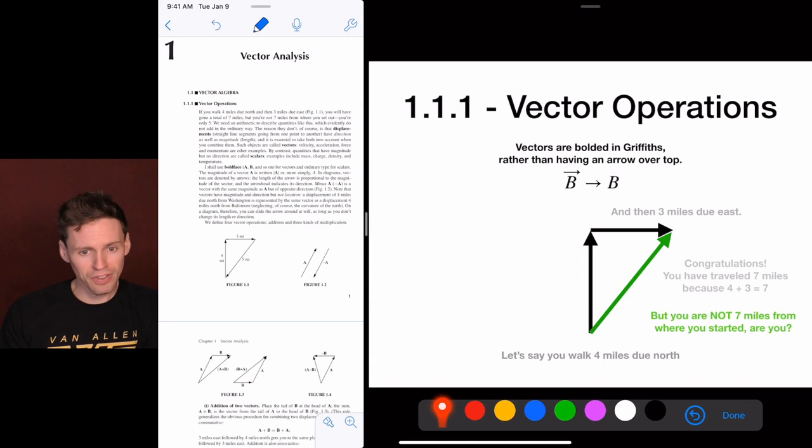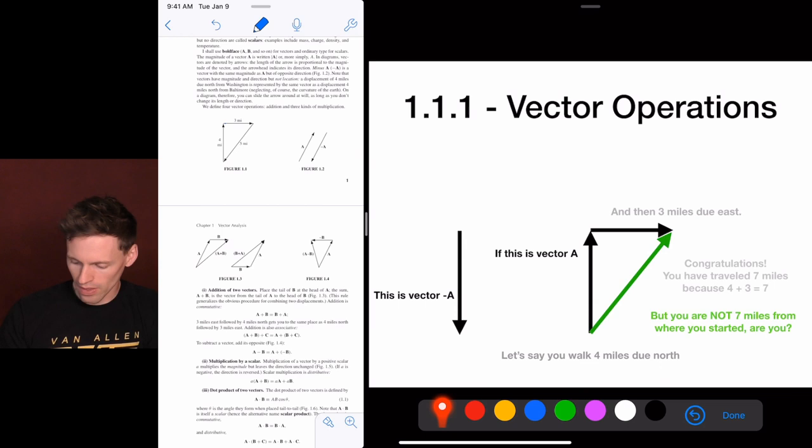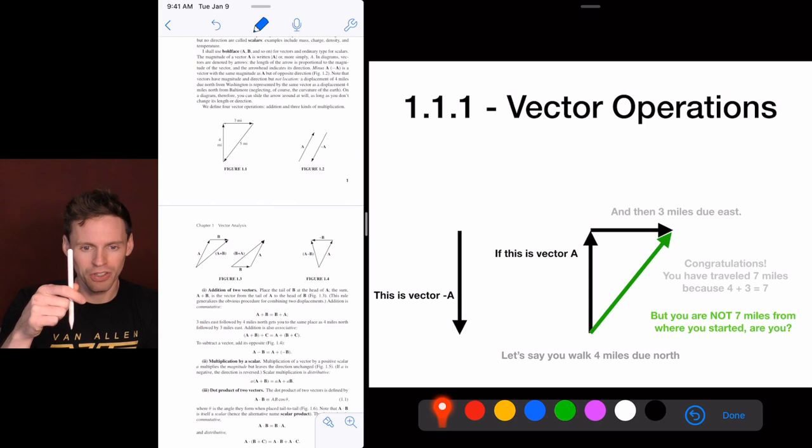In Griffiths' book, instead of having an arrow over it, he writes vectors in a bold font. In my lecture slides, you might have to keep track of whether I'm talking about a vector or a scalar, because it might not be obvious, so just pay attention to that. And what's different about a vector than a scalar? A vector has magnitude and direction. A scalar is just a number. Those are slightly different because you care about the direction when you're talking about a vector, whereas you don't care about it in a scalar. So if this is vector A, then this is vector minus A. We can create a vector that's exactly the same as vector A, same magnitude, but opposite in direction. Then it's just minus A.